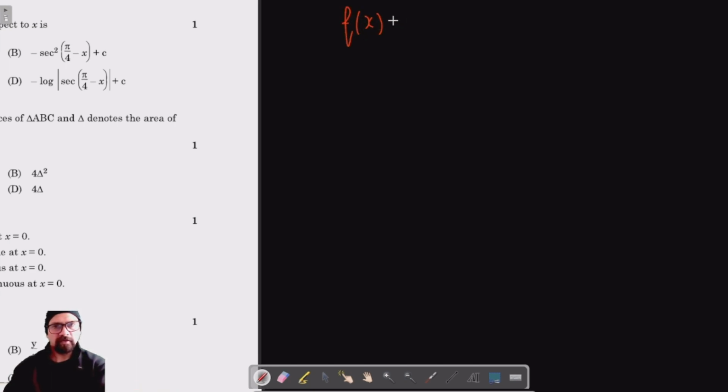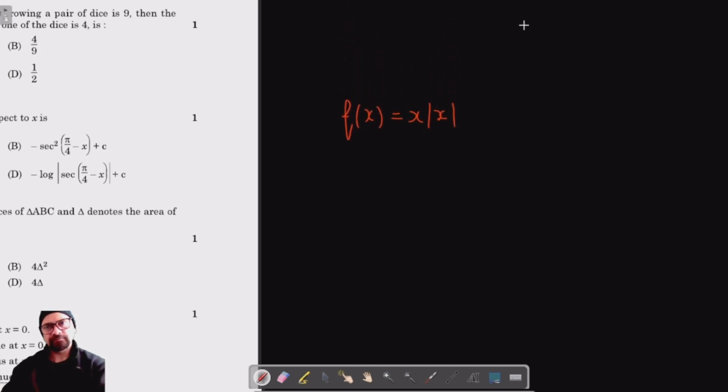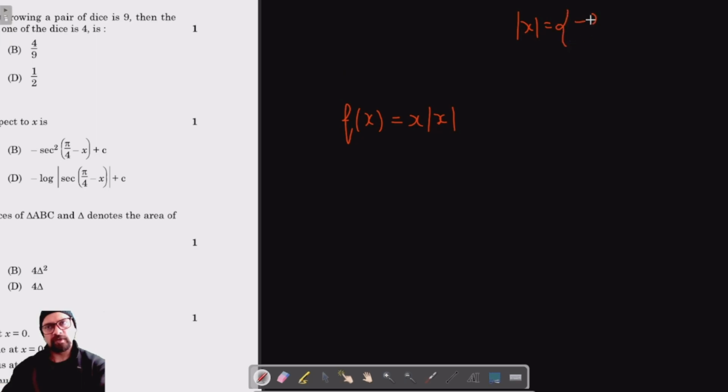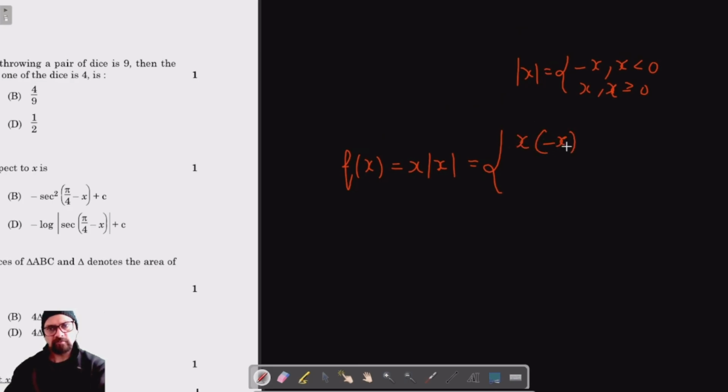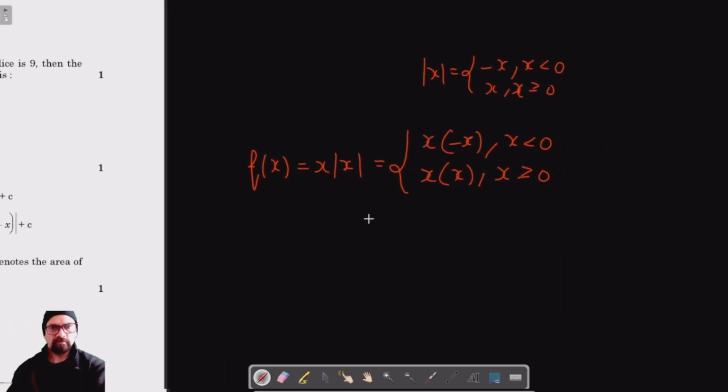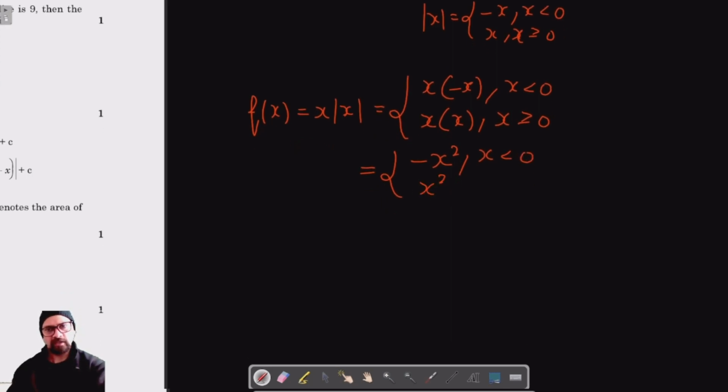The function is f of x equal to x into modulus x. Now we know that modulus of x is equal to negative x when x is less than 0, or x when x is greater than or equal to 0. So this function becomes x into negative x when x is less than 0, and x into x when x is greater than or equal to 0. So this is equal to negative x squared when x is less than 0, and x squared when x is greater than or equal to 0. So this is our function.